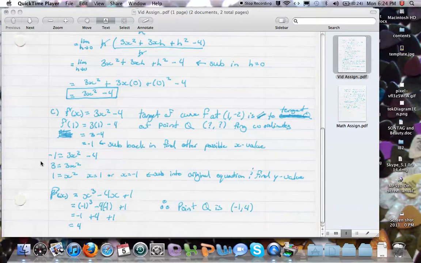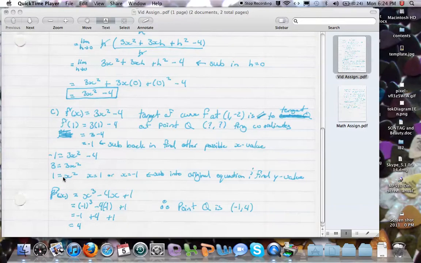So you bring the 4 over, plus 4, equals 3 is equal to 3x squared. So you divide both sides by 3, you get 1 is equal to x squared. So therefore x is equal to 1 or x is equal to negative 1, because x squared can be both of those and it's still equal to 1.